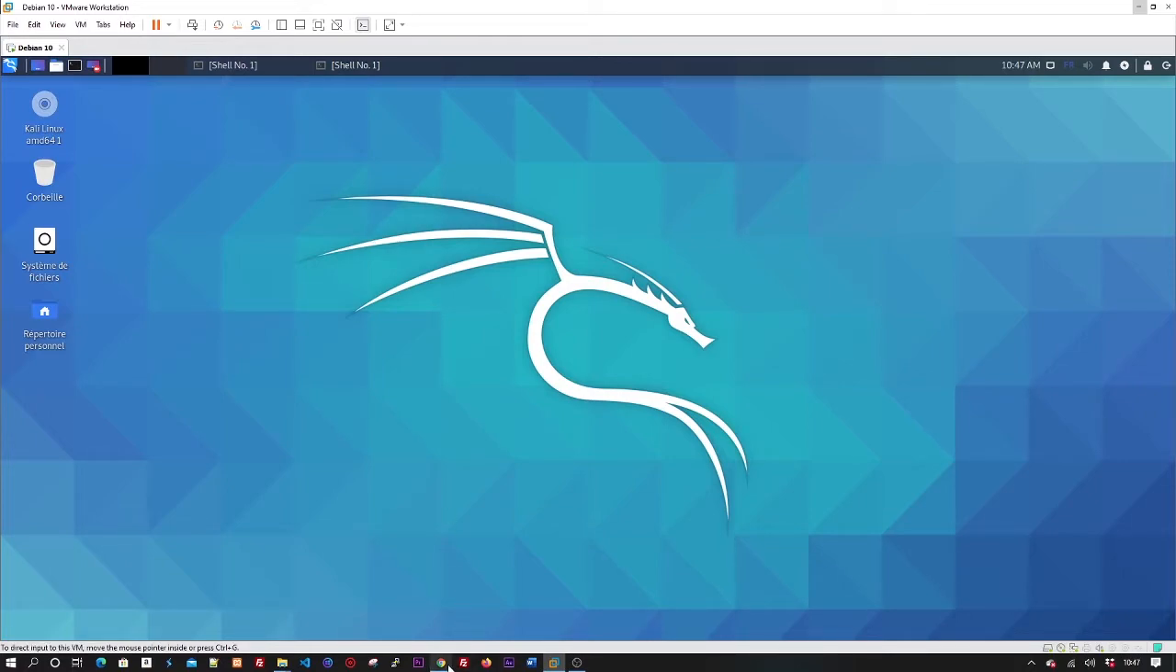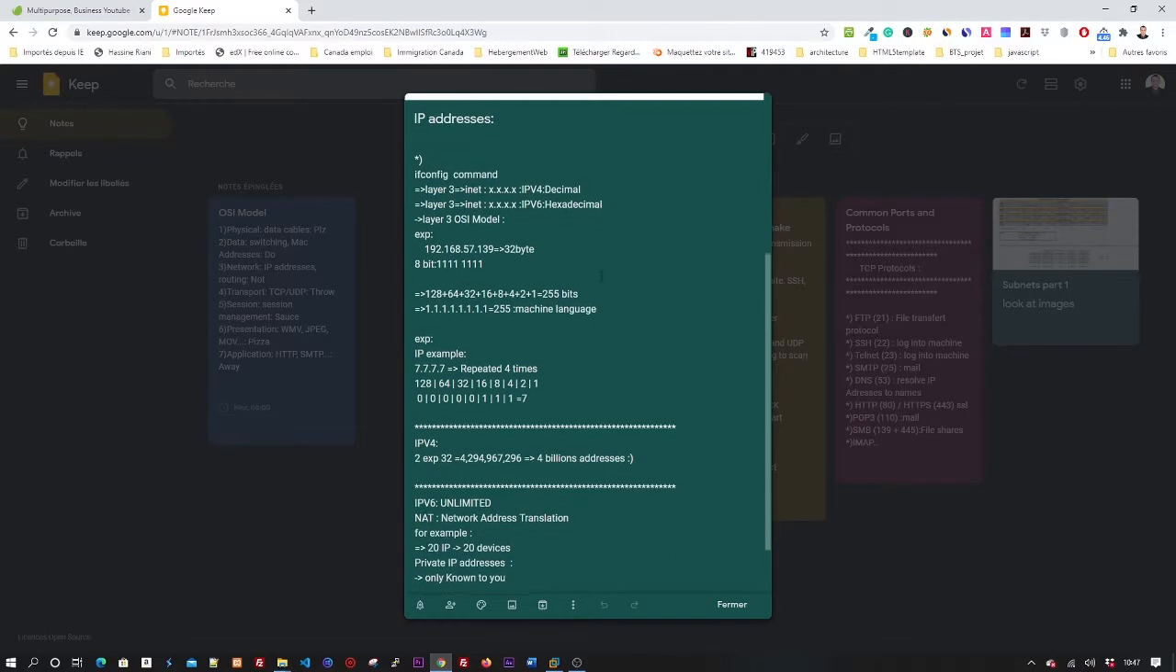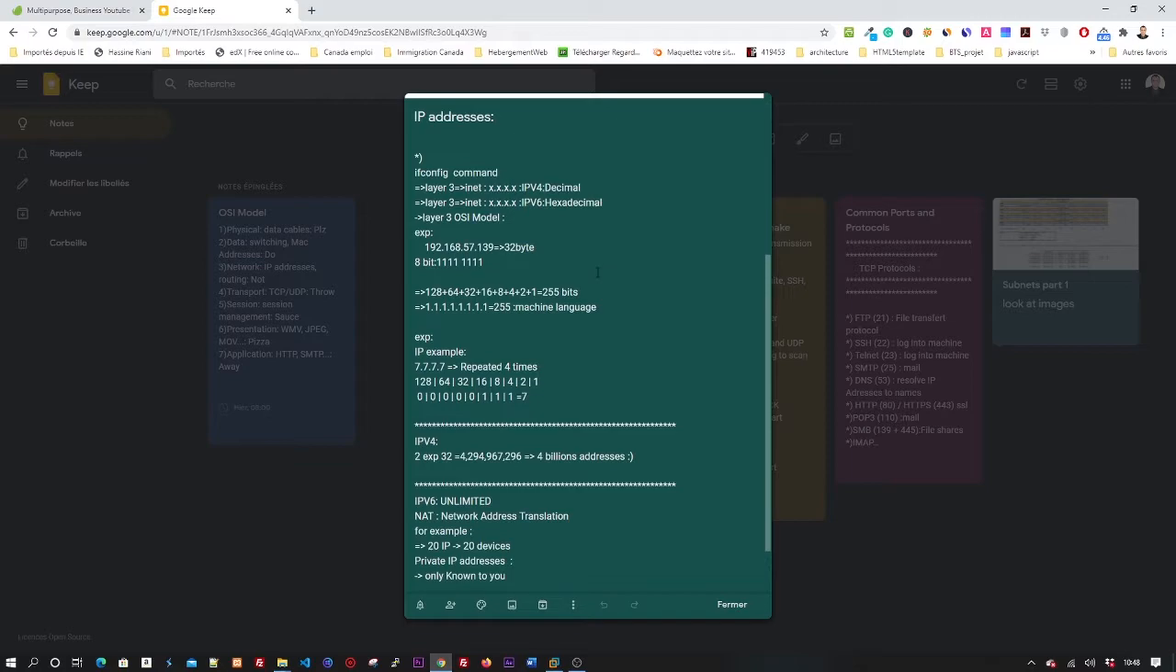Now we'll go back to our note keeping. The IP address is in fact in layer 3 of the OSI model. It contains 4 numbers, and there are 2 types of IP addresses: the decimal IPv4 and the hexadecimal IPv6. They both exist on layer 3 of the OSI model, as we said before.